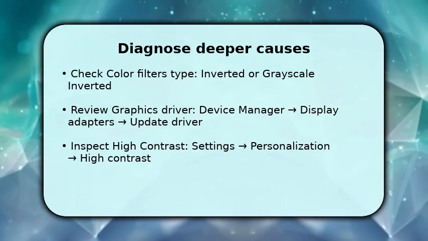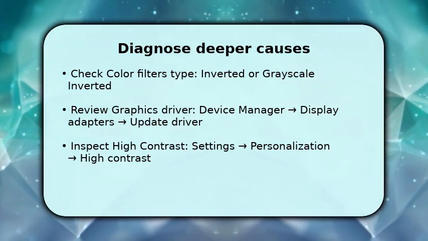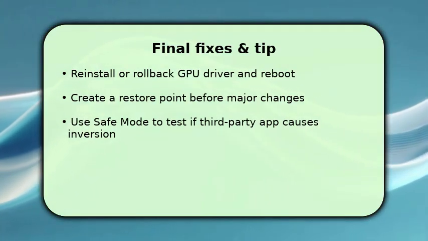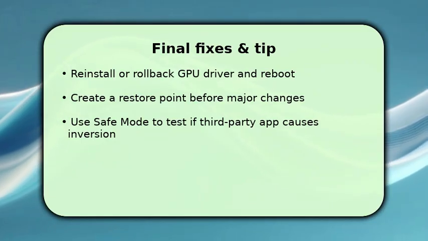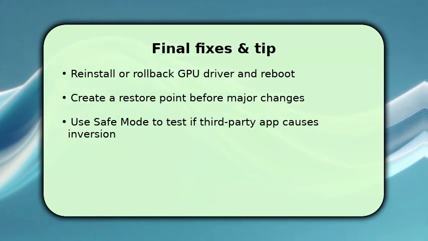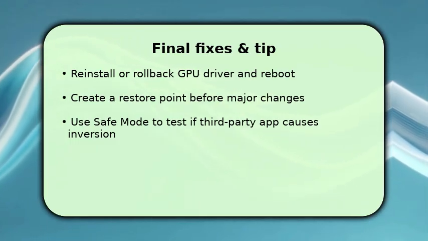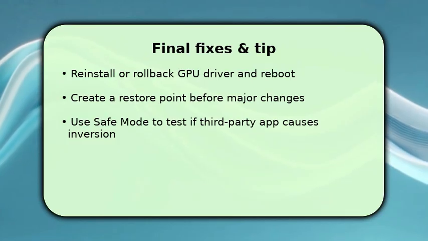These steps isolate whether Windows, accessibility features, or the driver is responsible. To finalize, reinstall or roll back the GPU driver and reboot to clear driver-caused inversion. This often resolves persistent color flips. If changes are significant, create a restore point before further tweaks so you can revert cleanly.